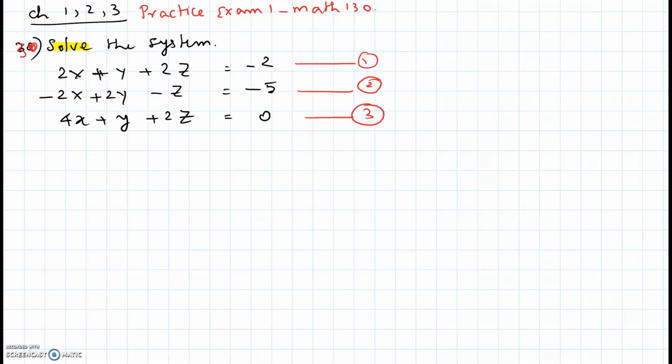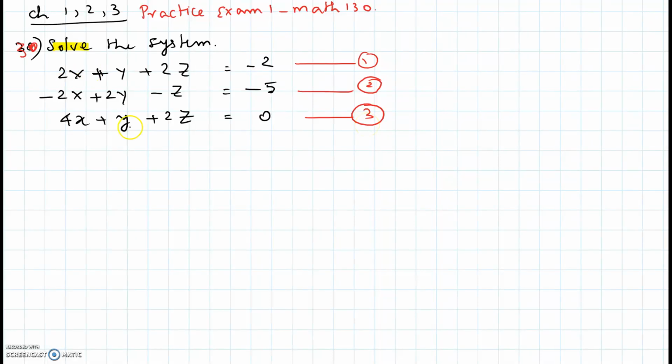Hi, in this video, I will be showing you problem number 30 of practice exam 1, which covers chapters 1, 2 and 3. Solve the system: 2x plus y plus 2z equals negative 2, negative 2x plus 2y minus z equals negative 5, 4x plus y plus 2z equals 0. We'll call these three equations 1, 2 and 3.